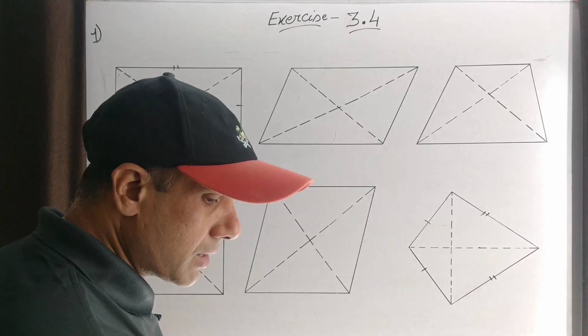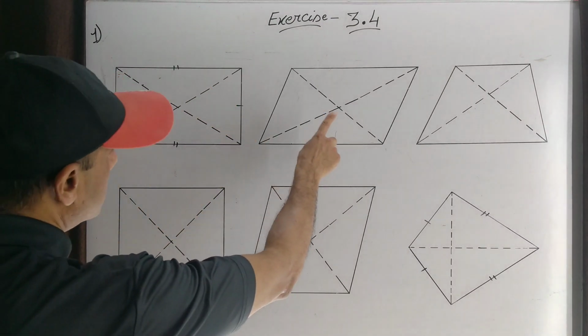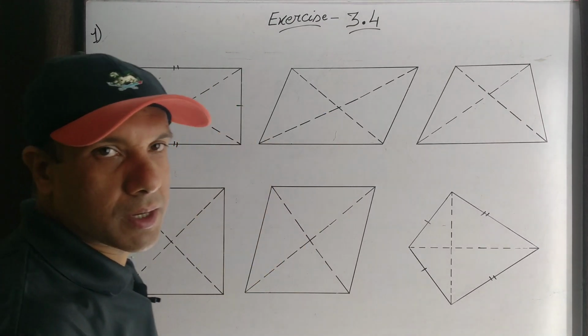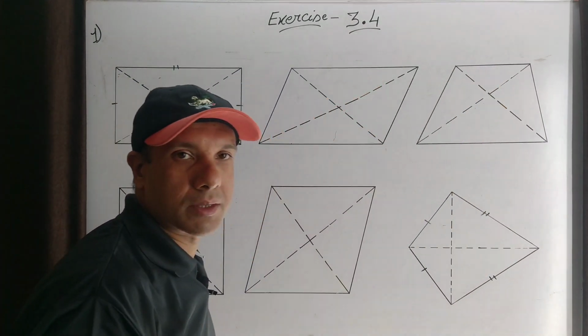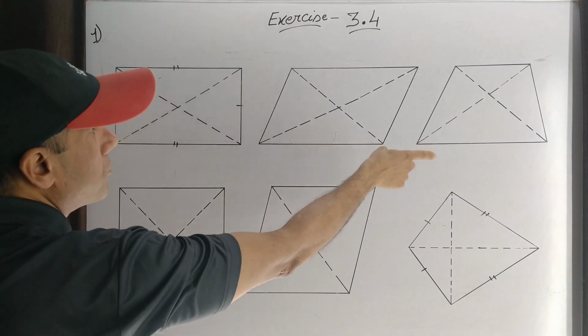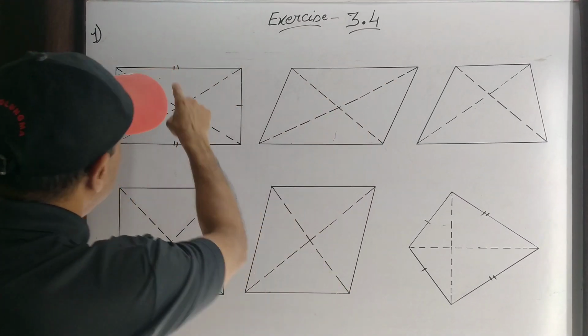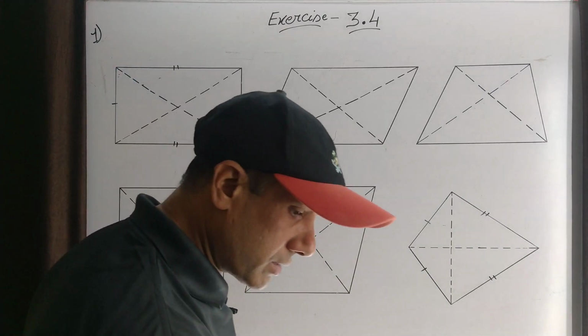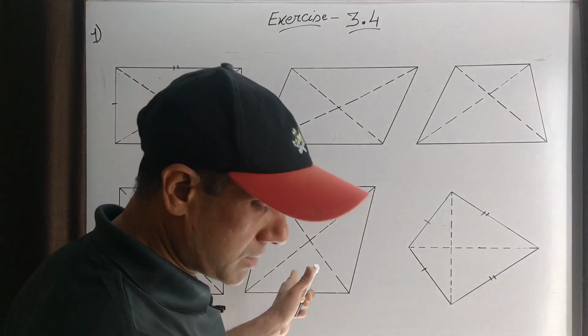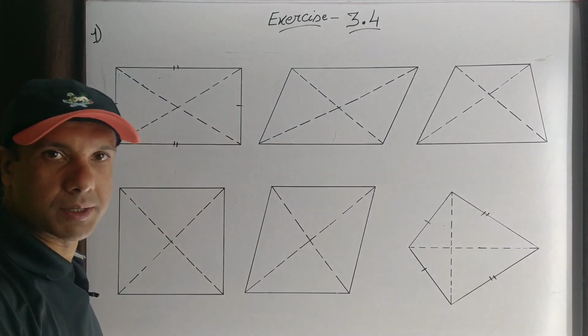All parallelograms are trapeziums. These are all parallelograms. What is the criteria for a figure to be a trapezium? Two sides need to be parallel. That is all. Here two opposite sides are parallel. Here also parallel. In this case also opposite sides are parallel. So all parallelograms are trapeziums.